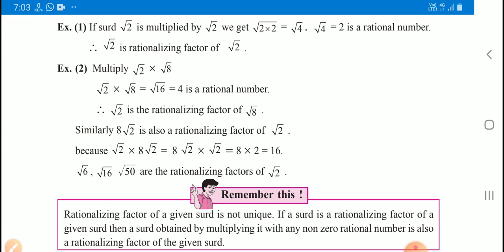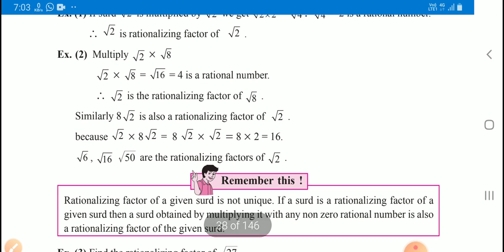So 4 is a rational number. Now look, therefore root 2 is the rationalizing factor of root 8, because when you multiplied root 8 by root 2, you got the rational number, that is 4. So similarly 8 root 2 is also a rationalizing factor of root 8.